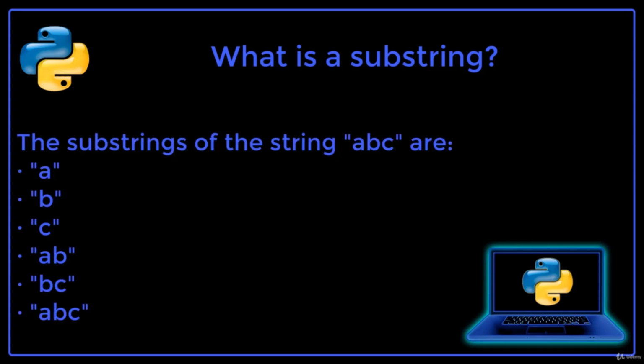For example, let's say we have the string ABC. What are all of the different substrings inside of this string? A, B, C, AB, BC, and ABC. Yes, that's right. Every string is a substring of itself.